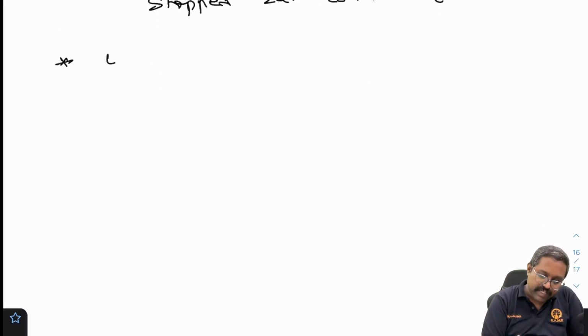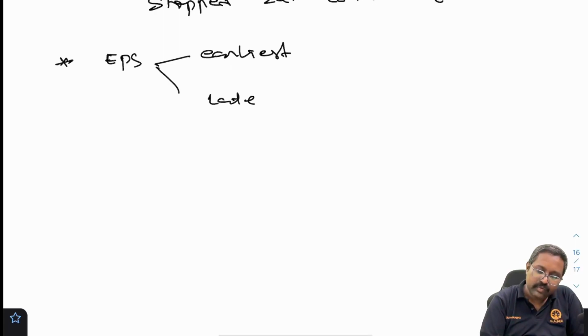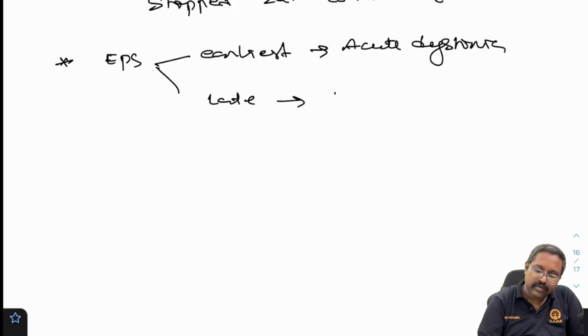So in case of extrapyramidal side effects, which is the earliest to appear and which is the latest to appear? Earliest to appear is acute dystonia and latest to appear is tardive dyskinesia.